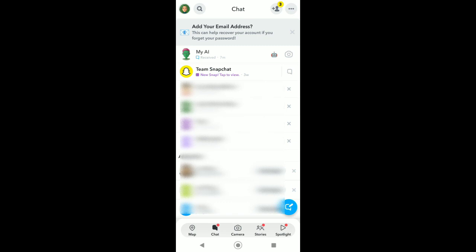So, there is only one way to do this, and this is by having Snapchat Plus. Subscribing to Snapchat Plus enables you to unpin My AI on Snapchat.